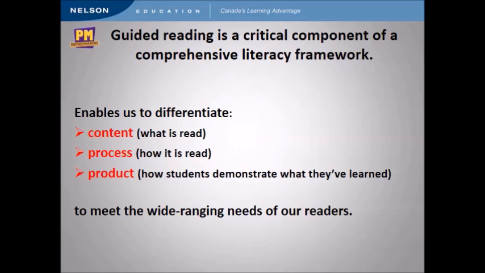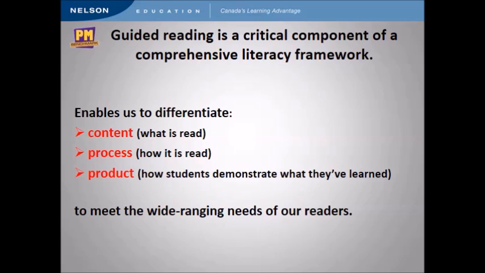It also allows us to differentiate how it's being read. So in other words, as you saw in the earlier examples of student A and student B, those students needed very different instruction. One student really needed to focus on reading for meaning, and another student really needed to focus on attending to visual cues.